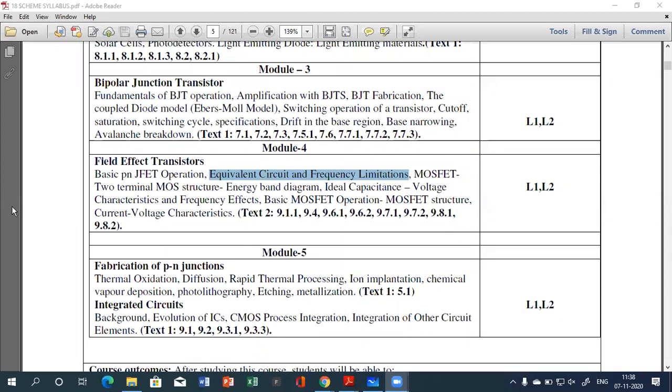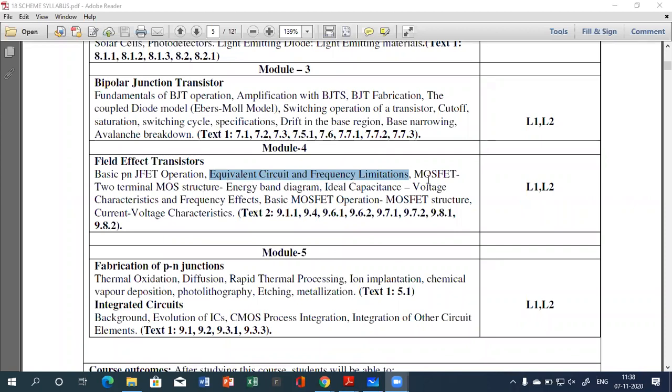Okay, so in this topic, first I will consider the symbol of JFET. Either I can consider N channel or P channel. Then I will replace that JFET by the equivalent circuit. We call it the small signal equivalent circuit. Once that is done, we will discuss what parameters affect the output of the JFET. I will show you how to do that. That is about the equivalent circuit.